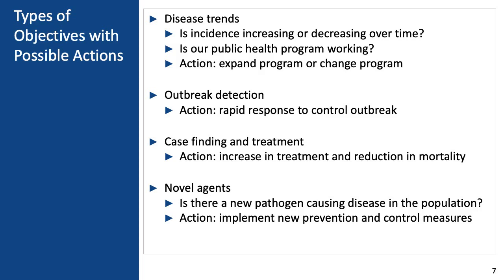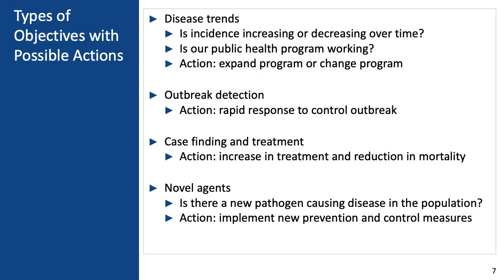Another example might be outbreak detection. Say the purpose of your public health surveillance is to detect outbreaks. The action coming from that kind of public health surveillance system would be the ability to respond rapidly to control an outbreak once you've detected it. That's a very common objective for many surveillance systems.